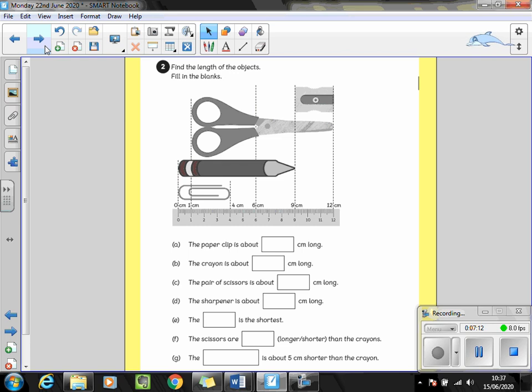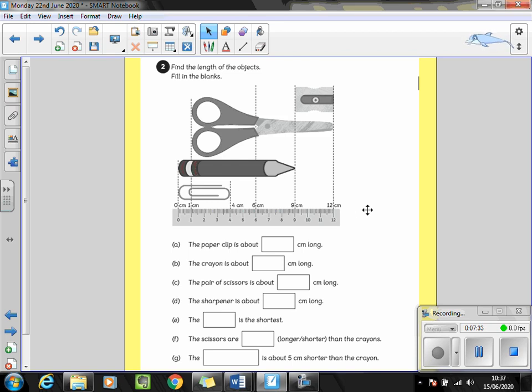And question 2. Can you find the length of the objects and then fill in the blanks? Look carefully at the bottom of the image here because you do have the ruler, but you are also given some specific measurements that might help you answer the questions.